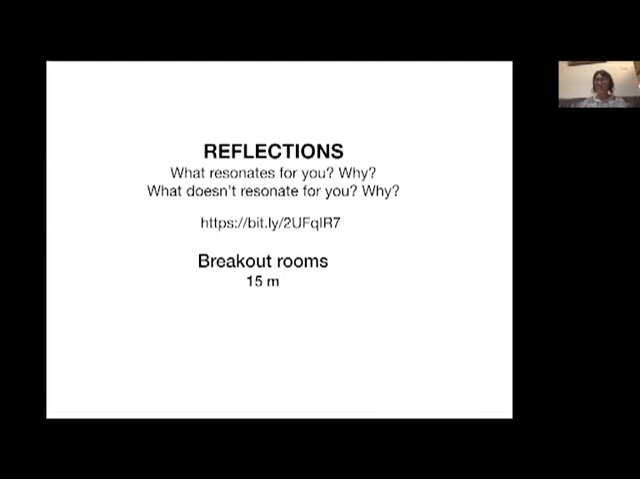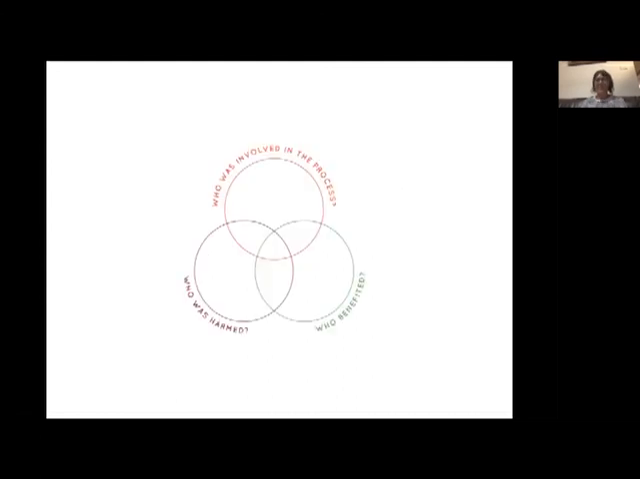So this was just the prompts for the breakout room. What resonates for you? Why? What doesn't resonate for you? Why? So that's what we discussed in groups. And this was the framework. So we spent about an hour using this framework. This comes from the Design Justice Network, and it's a framework that says who was involved in the process, who benefited and who was harmed.